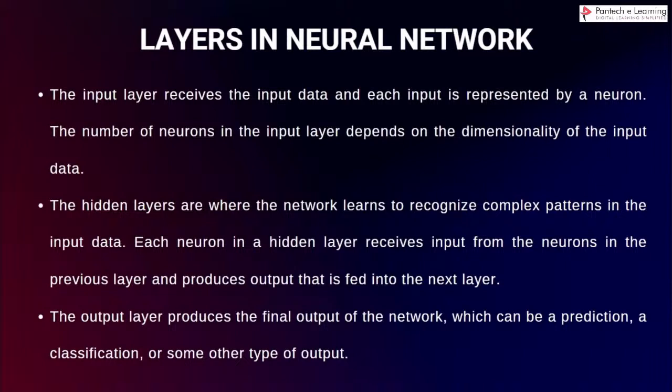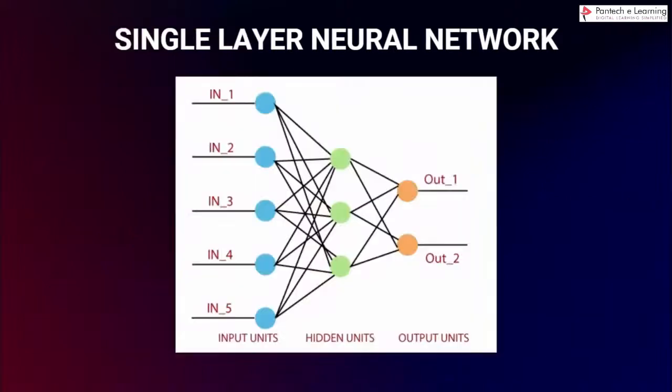Your input or the output can increase based on the layers. And the output layer finally produces the final output of the network, which can be a prediction or classification or any type of output. And this is what a single layer neural network will be. You are having an input layer, one hidden layer, and one output layer. It's a single layer because it's having one hidden layer.